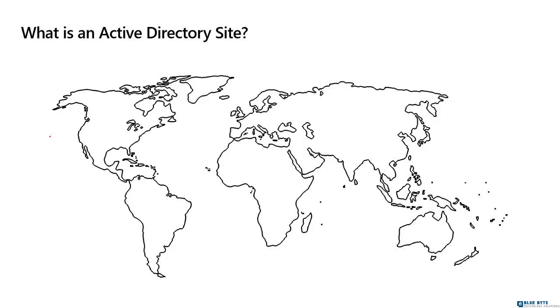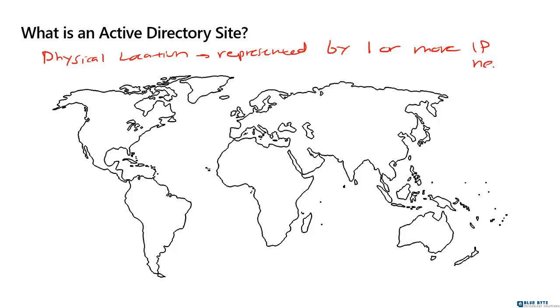To take a more detailed look at a site in Active Directory, a site represents a physical location represented by one or more IP networks.